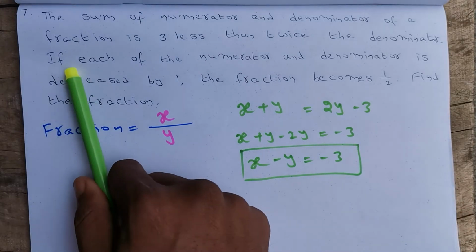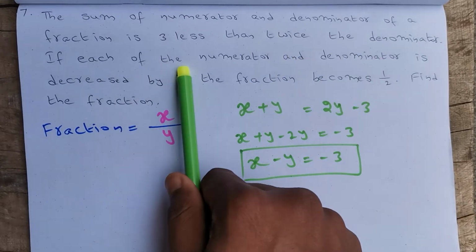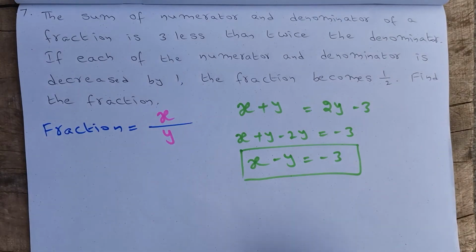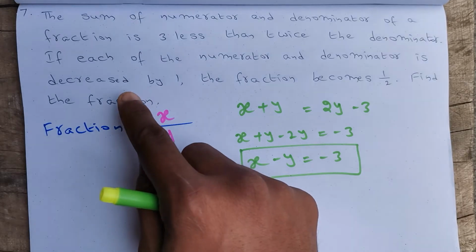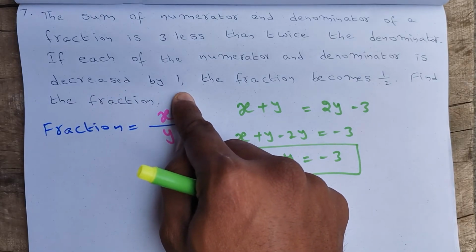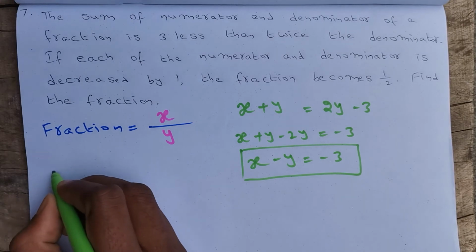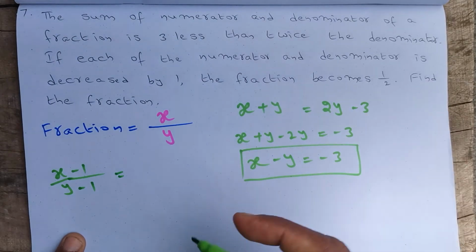Next, if each of the numerator and denominator is decreased by 1, what is he doing? We have numerator as well as denominator. He is decreasing by 1. It means subtracting 1 from the numerator as well as from the denominator also. So x by y is the original fraction. Now from x we need to subtract 1, as well as from the denominator also we need to subtract 1. Then after doing that subtraction, the fraction becomes 1 by 2.